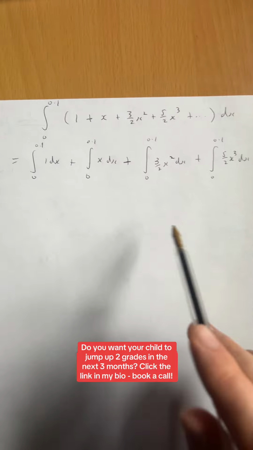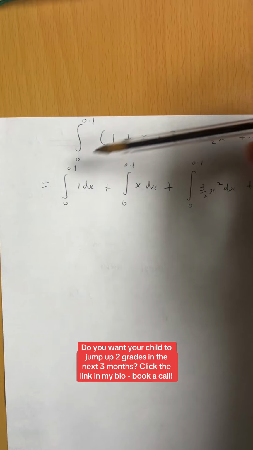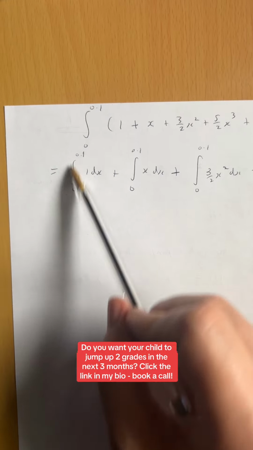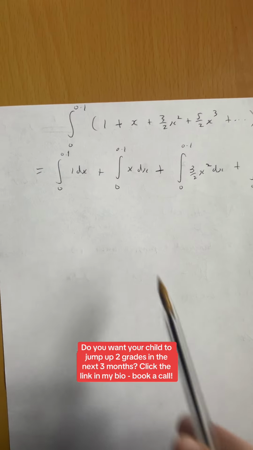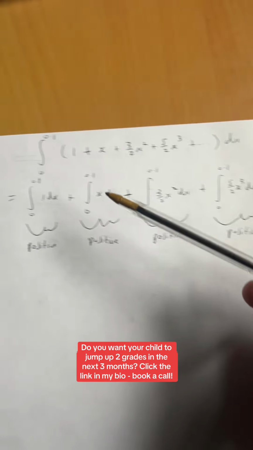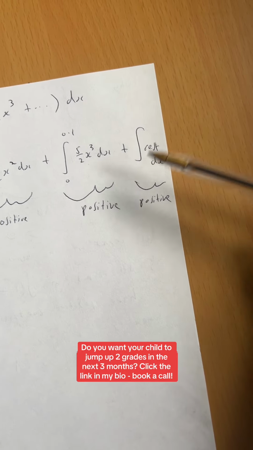Now we know that because we have positive coefficients, and because we're integrating from 0 to 0.1, and because 0.1 is positive, all of these areas, remember these are all areas, are going to be positive. So positive area, positive area, positive area, positive area. In an exam answer, you need to explain that all of these integrals will be positive, and then you're adding on the rest of the terms which will also be positive too.